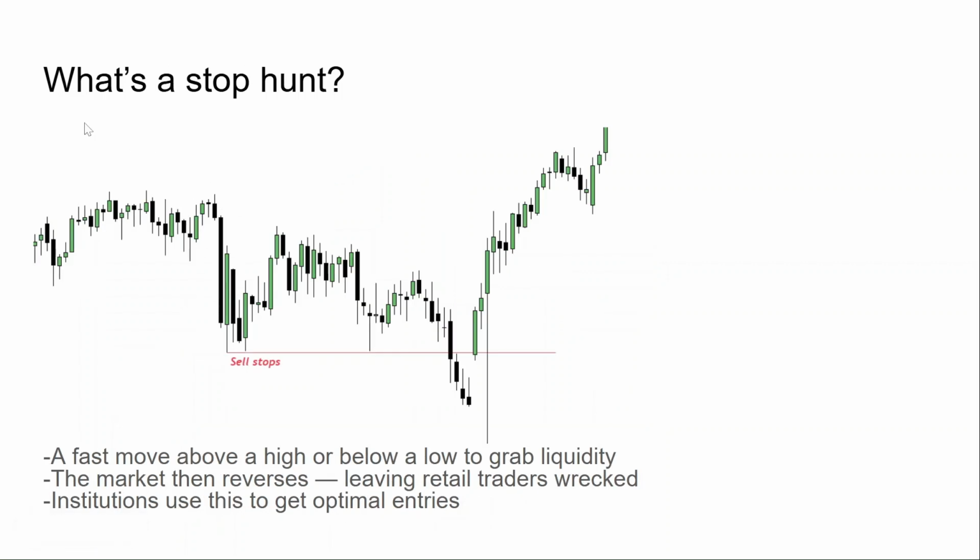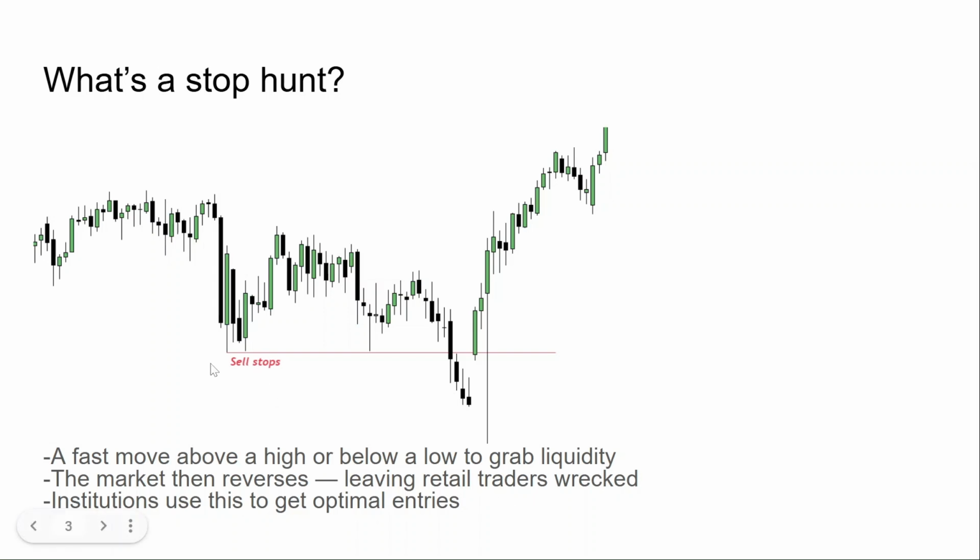Well, what is a stop hunt? A stop hunt is a fast move above a high or below a low that grabs liquidity, also known as a liquidity sweep, then the market reversing, leaving retail traders wrecked. Institutions use this to get optimal entries.